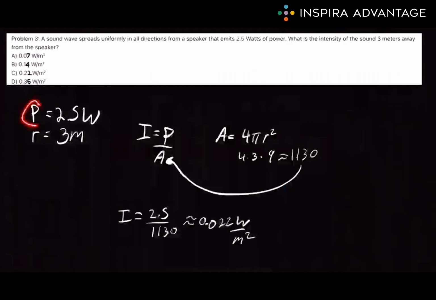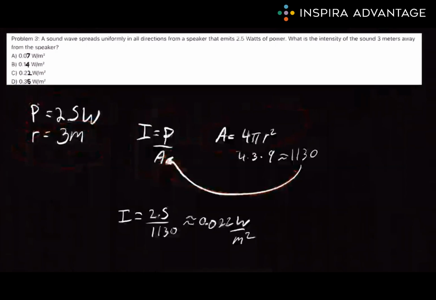First thing I'm going to do is write down our power and the radius, because that's what was given. And we also want to remember the equation, I equals P over A, but we don't have A. Well, luckily we know that the sound is moving out in a sphere, and we know the radius, so we just need to calculate the area of that sphere. So we take 4 pi r squared and throw that in as our area at the bottom.